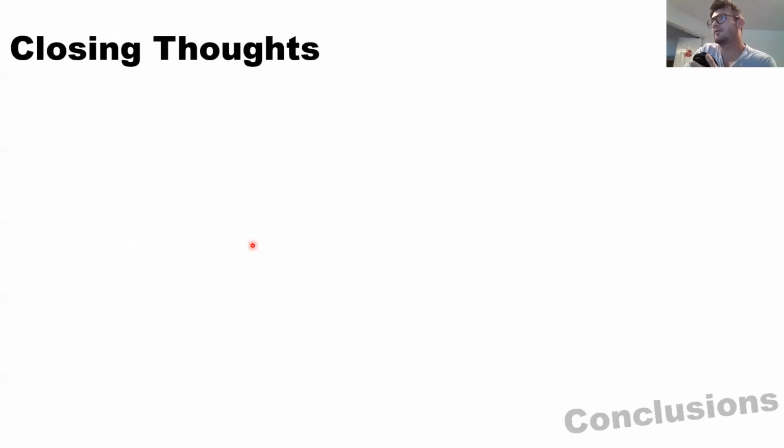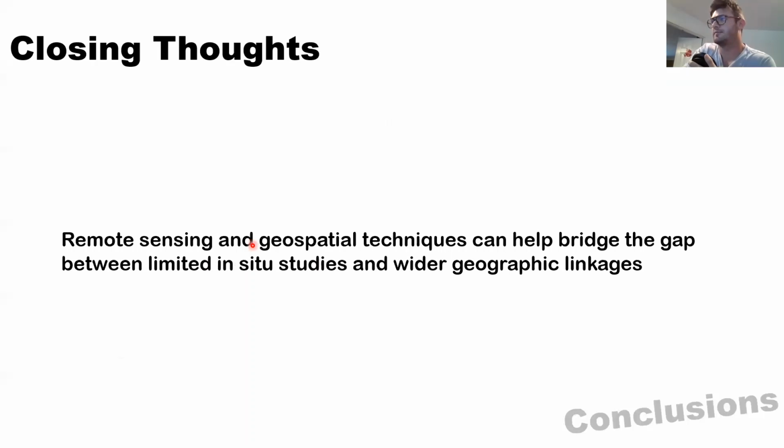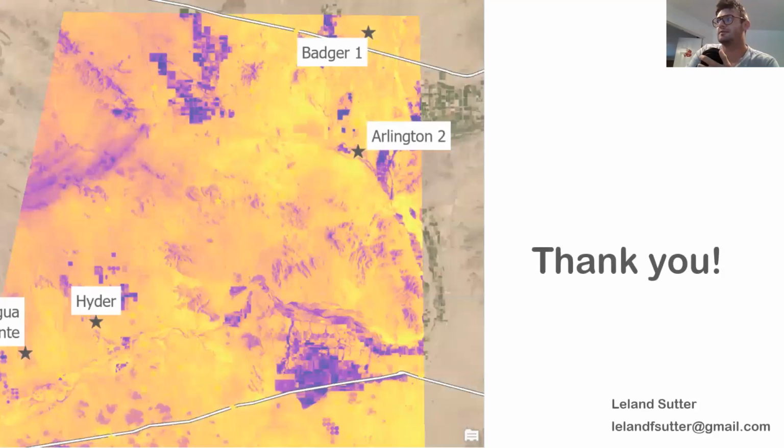So my closing thoughts, looking at everything: environmental impacts are not so straightforward, and that's shown through looking at these spatial relationships as opposed to just the point measurements that we normally get. We can use these remote sensing tools to tease out those relationships. My biggest point is re-looking at the models to see how the equations are built, especially when we look at dark surfaces, because most of them are built for NDVI models, which doesn't apply to dark solar panel farms. And that's it. Thanks.